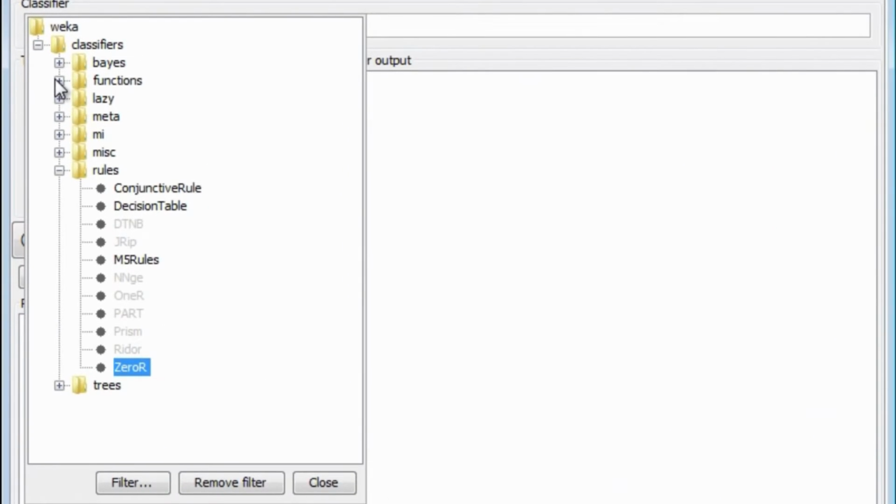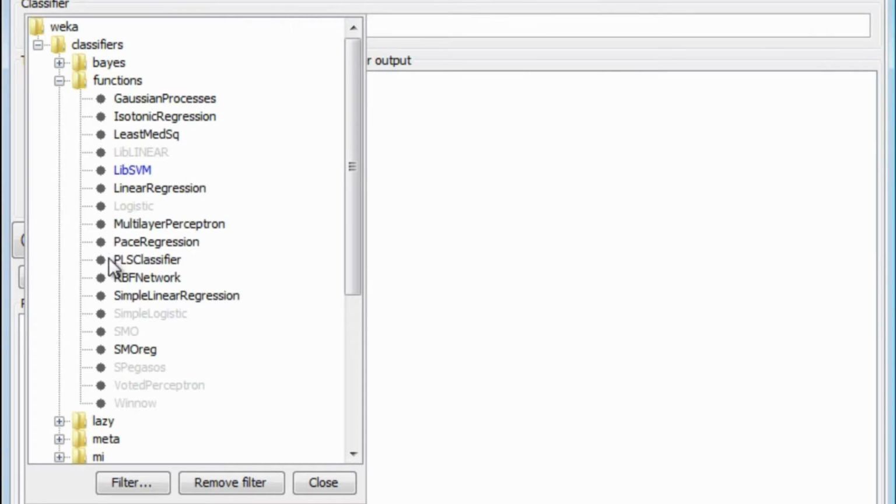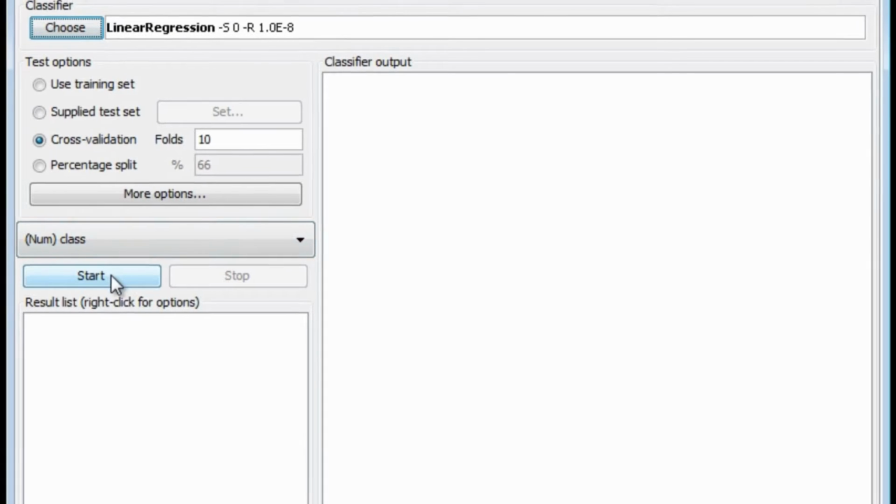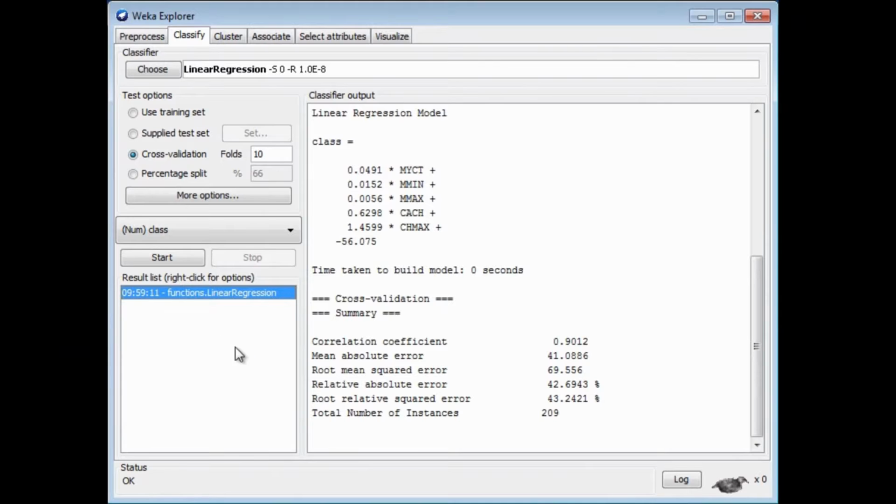It's in the functions category, functions, linear regression, and we just run it, and this is the output. We've got the model here. The class is being predicted as a linear sum. These are the weights I was talking about. So it's this weight times this attribute value plus this weight times this attribute value, and so on, minus, and this is the W naught, the weight that's just a constant, not modified by an attribute value. So this is a formula for computing the class.